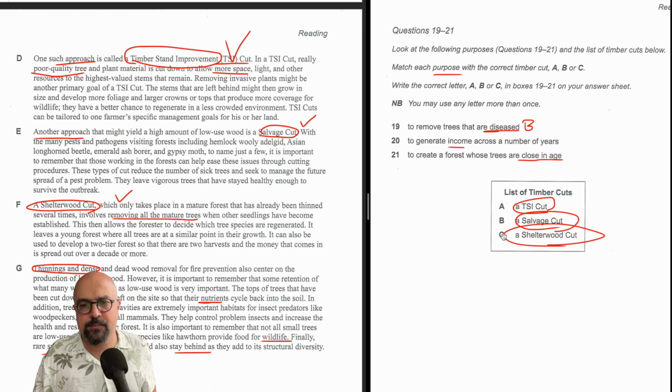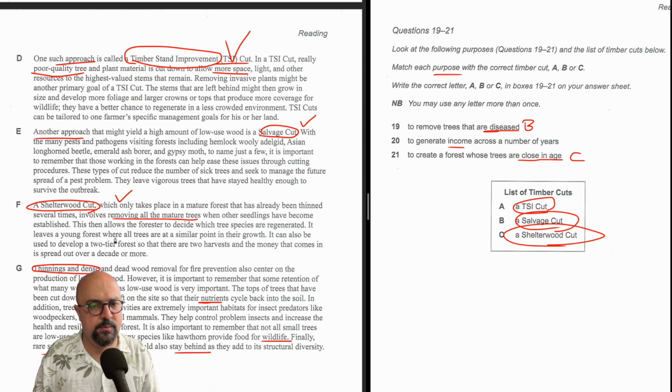Anyway, so what was that? Yeah, we have all mature age. So we have close in age. That should be a possible answer. So 21, C. What else? Now we're left with one of them: income across a number of years. Which one of them was about income? We didn't see anything about income there. Maybe let's read on.